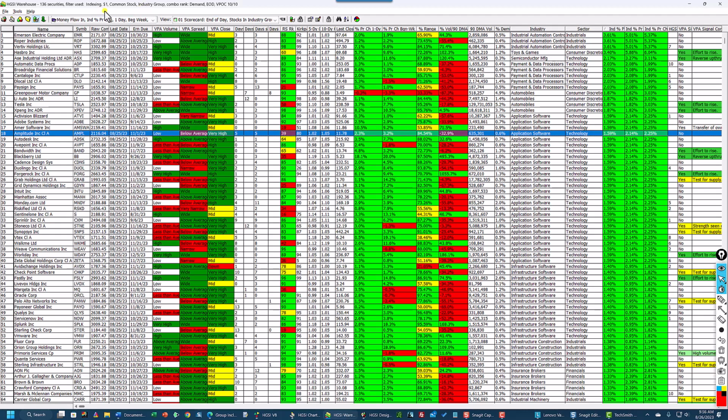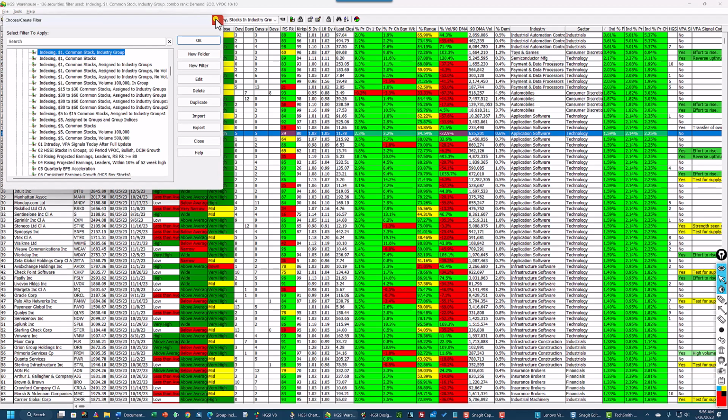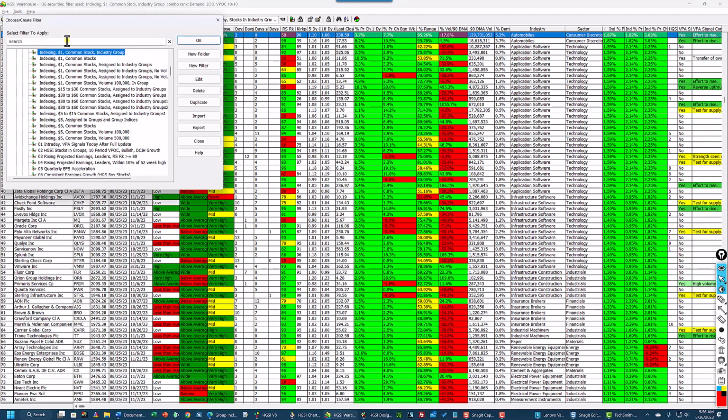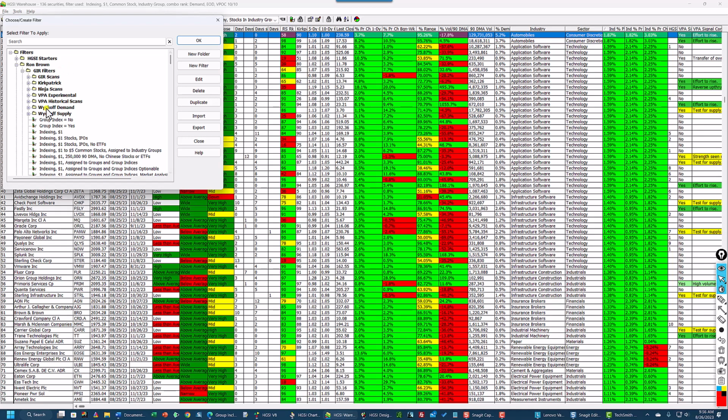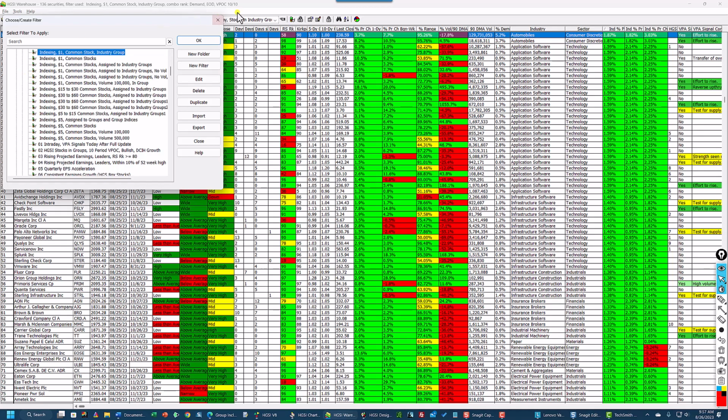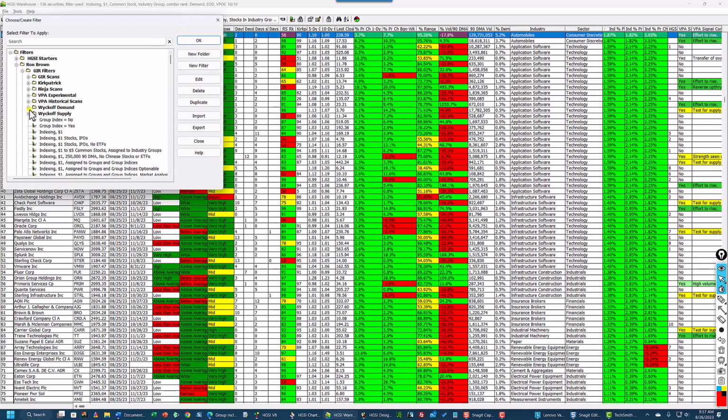Something I just put in this morning, which I think you might find of interest. Let's say you're only interested in trading stocks that are in the NASDAQ 100 or the S&P 500. If you click on filters over here and you scroll up to the top, under my filters, I'm going to scroll up to the top. The easiest way to find these is just to make sure everything is collapsed here on the structure.